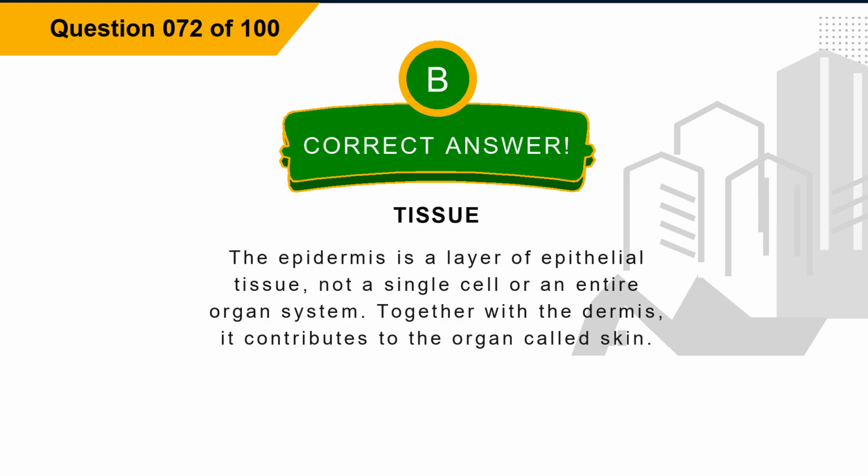Tissue. Explanation. The epidermis is a layer of epithelial tissue, not a single cell or an entire organ system. Together with the dermis, it contributes to the organ called skin.